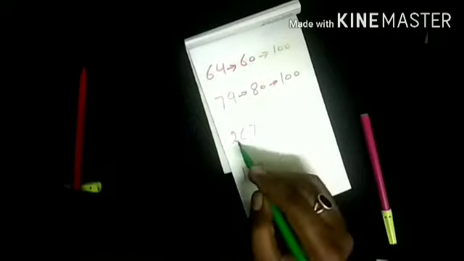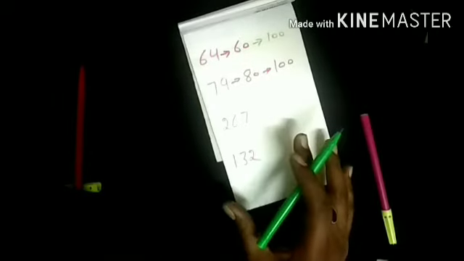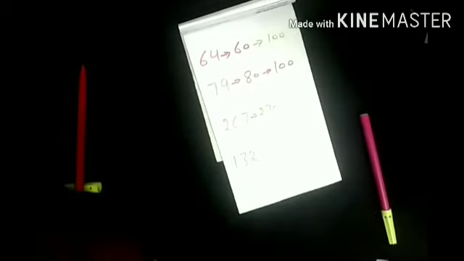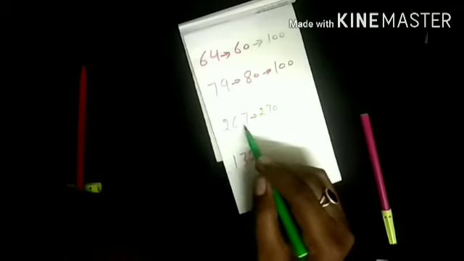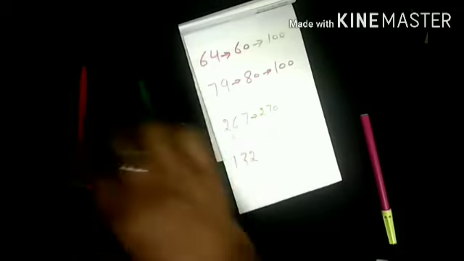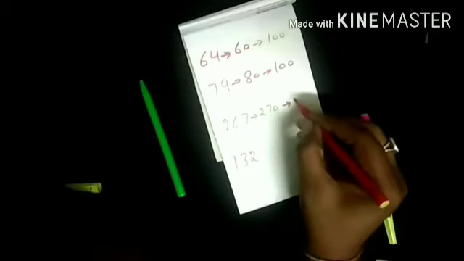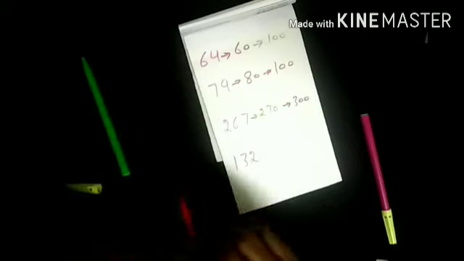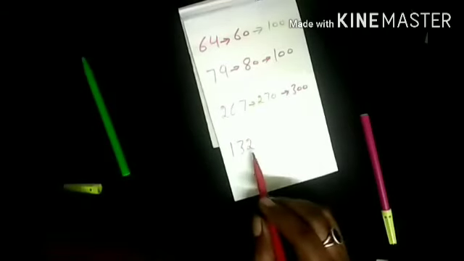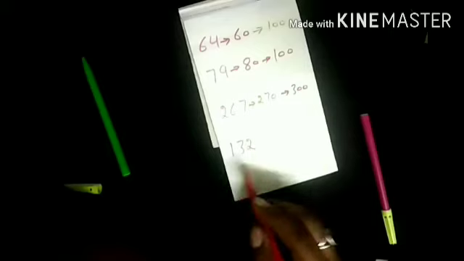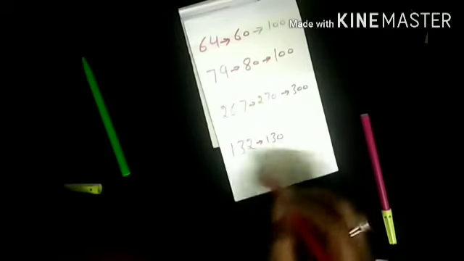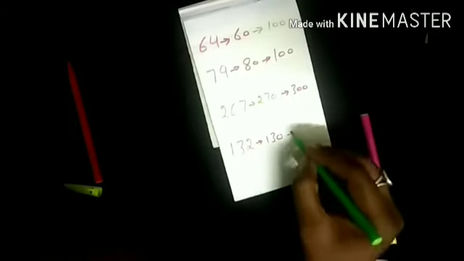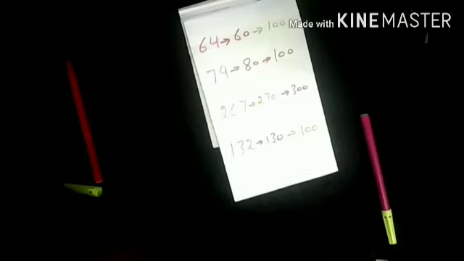Clear? Now if I have to round 267 to the nearest 10, then my answer will be 270. And if I have to round it to the nearest 100, then my answer will be 300. Clear? Now here 132. If I have to round 132 to the nearest 10, then my answer will be 130. And if I have to round it to the nearest 100, then my answer will be 100. Clear?